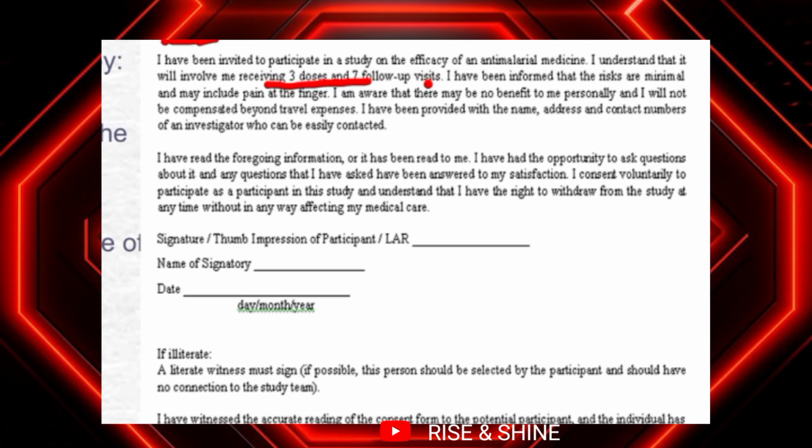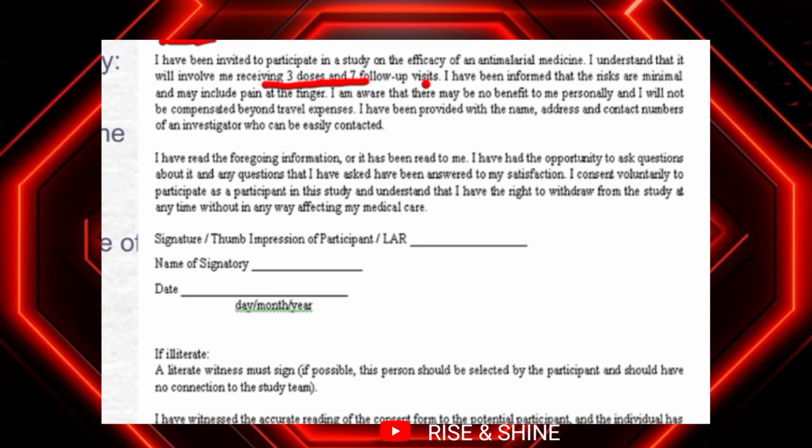I have been informed that the risks are minimal, but there are risks, which may include pain at the finger. I am aware that there may be no benefit to me personally. I will not be compensated beyond my travel expense. So this is very much clarified at the beginning only. I have been provided with the name, address and contact number of an investigator whom I can easily contact.